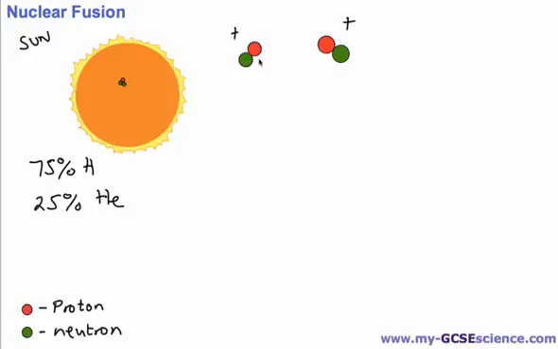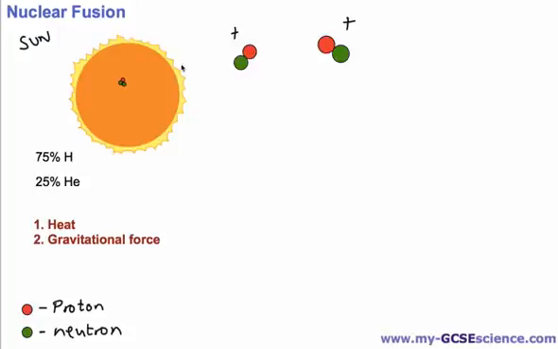Now bringing them together, as we said, can be quite difficult because they tend to push each other away. The key thing about the center of the star though is that there are a couple of conditions that allow these two to be joined together. The first one is that there is a lot of heat, and the second one is that there is a lot of gravity. And when you put these two together, it means that there is enough energy in these two nuclei for them to be able to join and fuse together and release some of that energy.